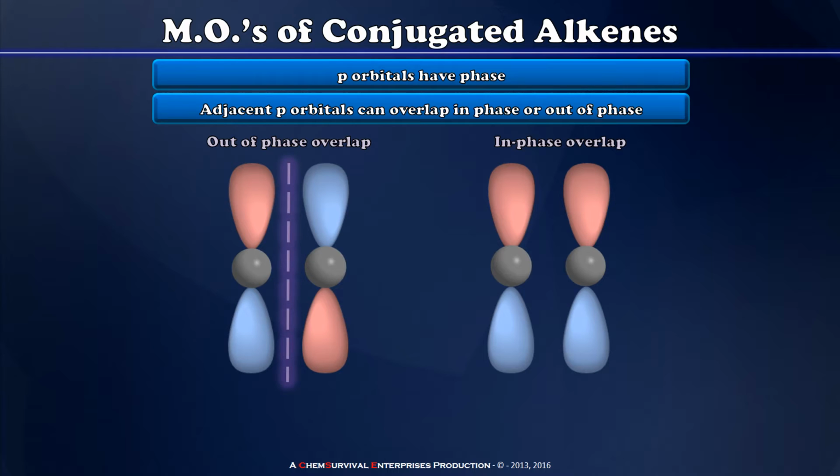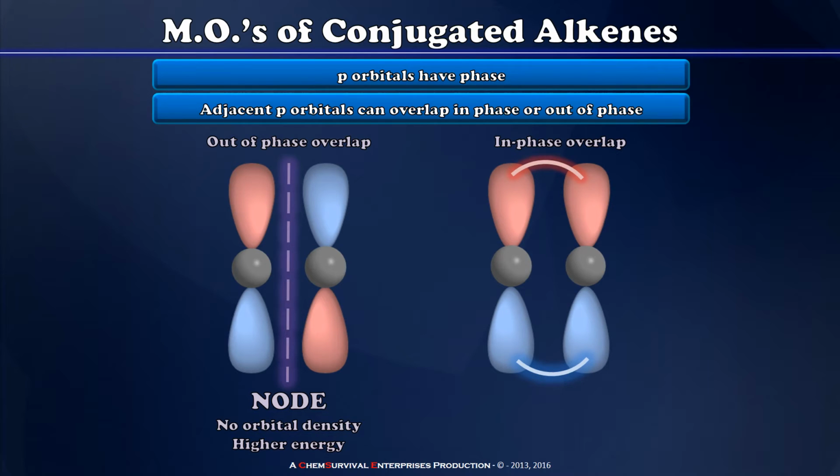When the overlap is out of phase, there is a region in between the two atoms where there is no orbital density, meaning the electrons can't be present at this position. When this is the case, we call this region a node. A node contains no orbital density and therefore no electron density. And consequently, if the node is in between the two atoms, we have a situation where there's a higher energy molecular orbital forming.